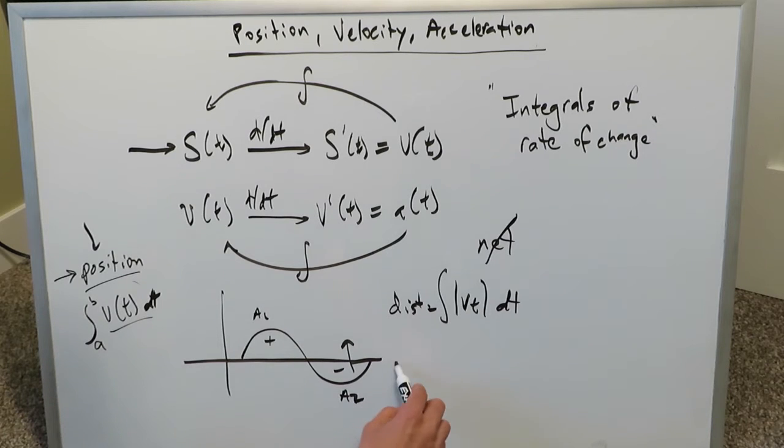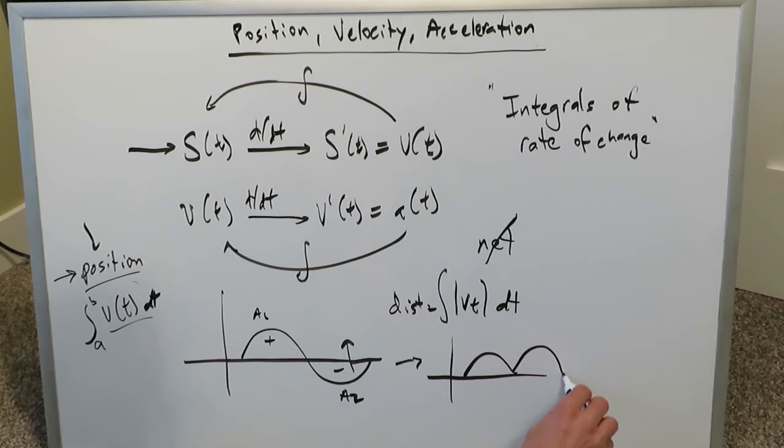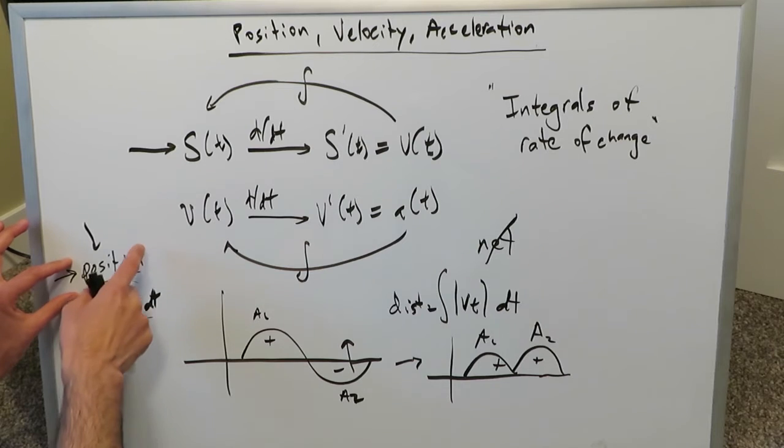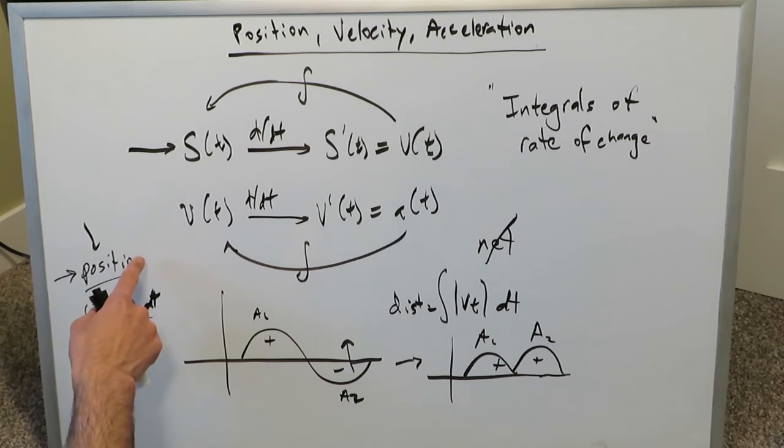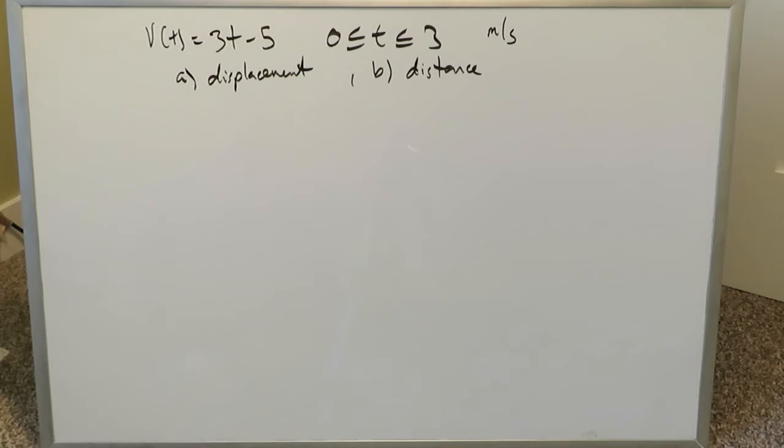And the total effect is such that if you were to regraph it, you don't have to, but you'd be looking at something like this. A1 is positive, A2 is positive, and now you're looking at the total cumulative effect of that distance. So keep all of this in mind, especially with regards to position, because position gives us displacement and it gives us distance. So let's look at this question here.